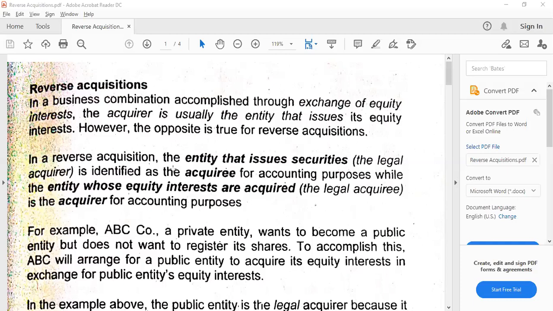And that's how simple it is. However, the opposite is true for reverse acquisitions, hence the term reverse acquisitions. By the way, some finance books or financial management books would be using the terms reverse merger or reverse takeover, and those are similar terminologies for reverse acquisitions.